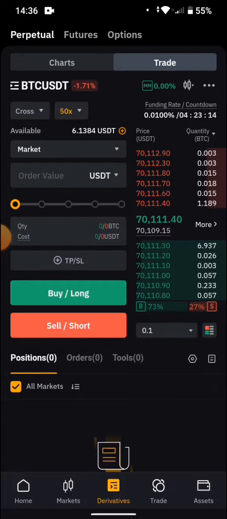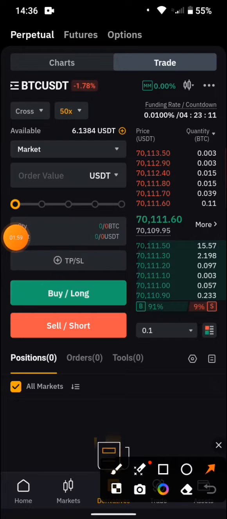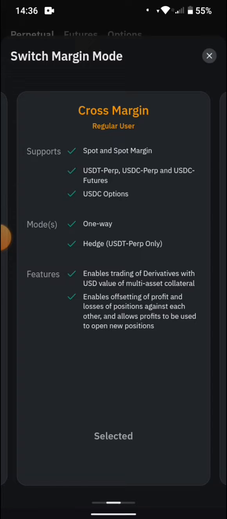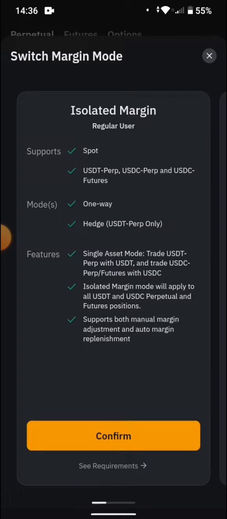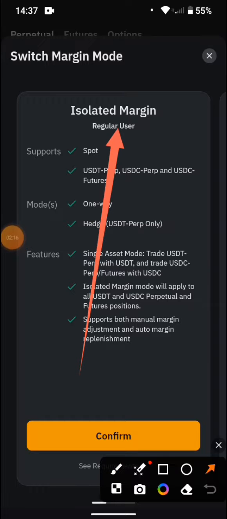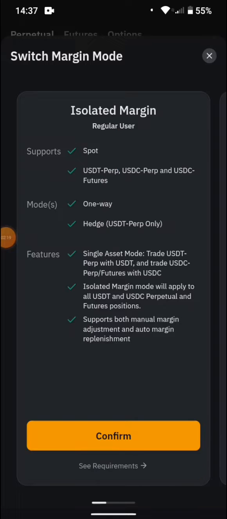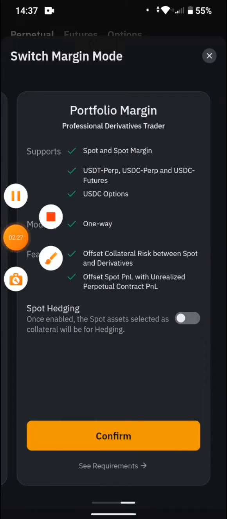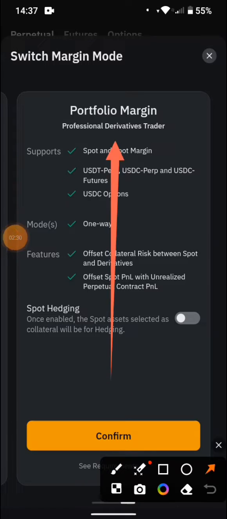Now, you are going to select, there are three types of margin, but for the sake of this tutorial, as a beginner and intermediate trader, we are going to talk about two. You tap in here. The first type of margin is called isolated margin. As you can see, this margin is for regular users, regular beginner users, and this is what I will advise you to use as a beginner. The second type is the cross margin, which is also good for beginner users. And the last one is the portfolio margin. This one is basically for professional derivative traders, so I will not advise you to use this at all. Otherwise, you are going to lose a whole lot of cash.